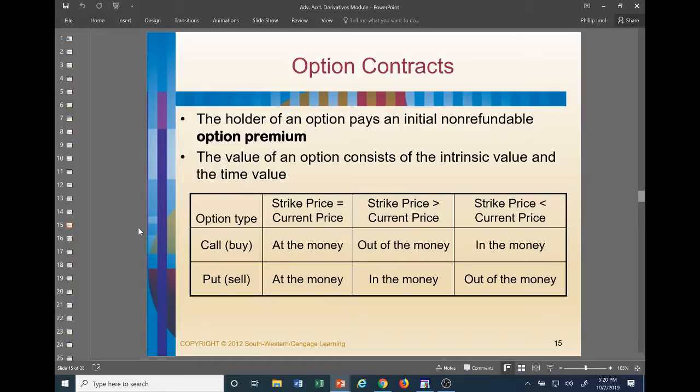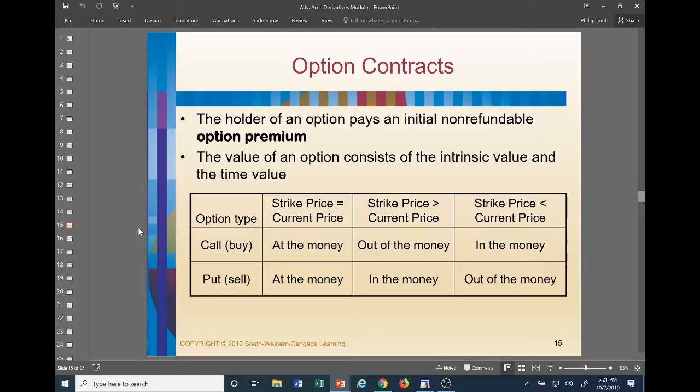But on the other hand, if the strike price is less than the current price, then we're in the money, because if we could buy that stock at the strike price, which is less than the current price, then we could buy it for less than what it's actively trading, and we'd have an absolute gain, or an instant gain per se, because we can buy it at a lower price than what it's actively trading.